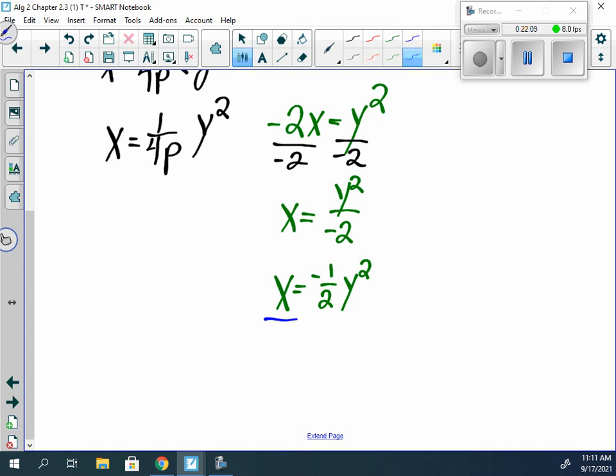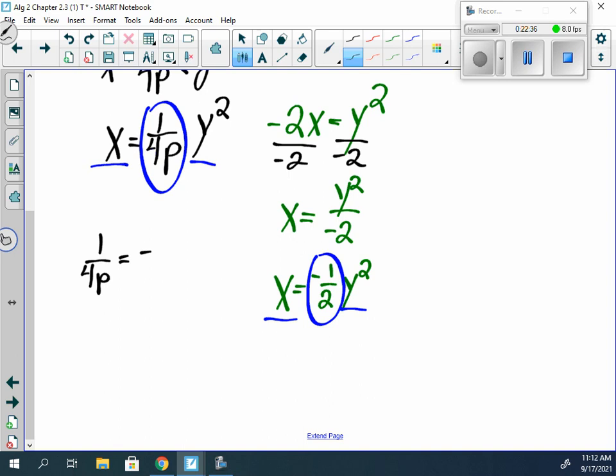So we have x by itself, yes? Just like in the general equation, x is by itself. On the other side, we have y squared and y squared. And our negative 1/2 is matching up where the 1 over 4p should be. So if I want to find the value of p, I'm going to set these two equal to each other. So we're going to set 1 over 4p equal to negative 1/2.